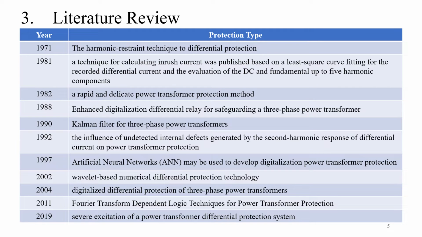The frequency of the second harmonic component as well as the significant aspect of the differential current are used to detect the inrush current. In 1982, a rapid and delicate power transformer protection method was built using the rectangular transform technique. A crucial requirement for successful power system relays utilizing microprocessors is quick and accelerated computation using a simple mechanism. To produce the Fourier coefficient, just the adding and subtracting method is used.